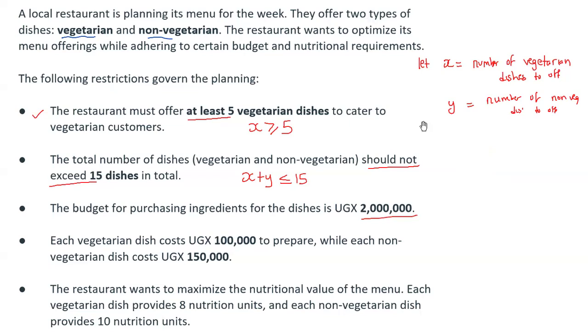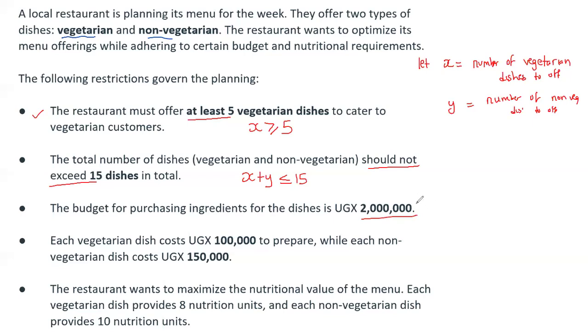Yes, Jonah. I'm just answering that question. They told us that the budget for purchasing ingredients for the dishes is 2 million. So I think we are going to use less than or equal, because it is the available money. It can't exceed that. So it will be less than or equal. All right. Perfect. Members, hope you have got that.